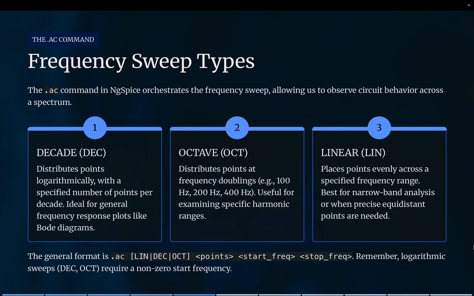And the final one is linear sweep, which is specified by LIN. Points are evenly spaced across the frequency range. This is great for narrow frequency bands but inefficient for wide ranges. And as you can see in this example, this gives us exactly 10 evenly spaced points from the start frequency to the stop frequency. And the important constraint is that the start frequency cannot be 0 in logarithmic sweeps. It always starts from at least 1 Hz or higher.